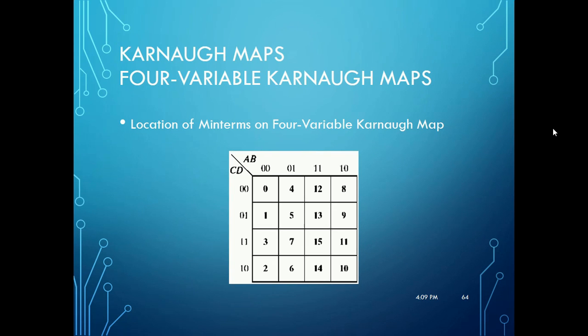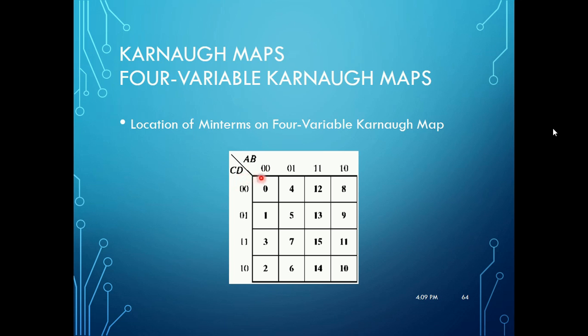Students, so let us consider four variable K maps here. So let us see the positions of min terms on the four variable K map now. So this is a particular K map for four variable. So let us take an example here. So we have considered AB at the topmost side and CD as the left side.